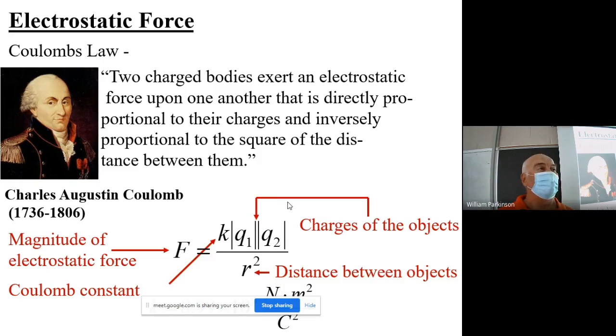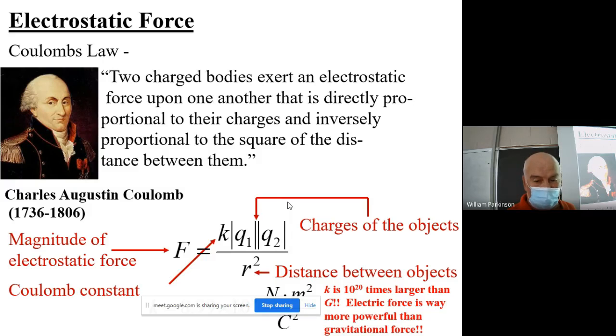It's a big number. The value of K, the proportionality constant that turns the charge being interacted into a force that they feel, is big. So maybe the best thing to do is go to the next slide where I will summarize this. K, compared to G, is 10 to the 20 times larger. K has a magnitude of 10 to the 9. G has a magnitude of 10 to the minus 11. There's 20 powers of 10 difference between those numbers.